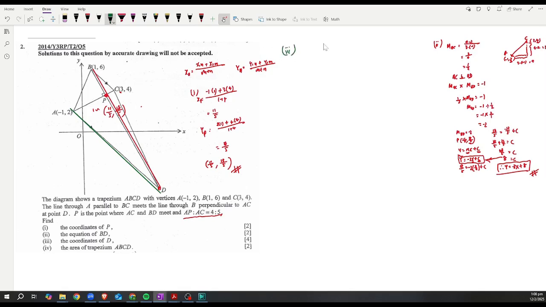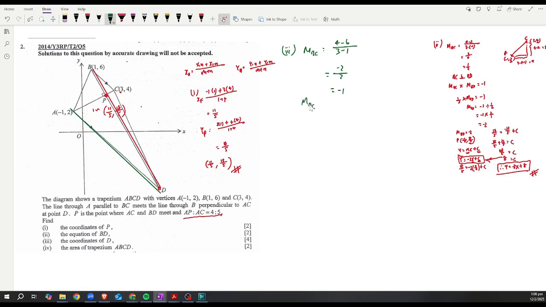Let's find the gradient of BC. So it's rise over run. It's a downward sloping line, so the gradient should be negative. We take the difference in the y coordinates, 4 minus 6. I like to do y2 minus y1 because we look at the graphs from left to right. If it's downward sloping, the rise will be a negative value. That's why I take y2 minus y1 instead of y1 minus y2. Below I also take x2 minus x1. You get negative 2 over 2, which is negative 1.